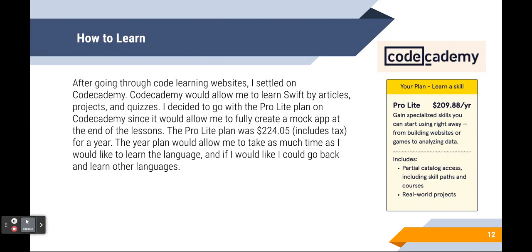Then I had to find out how I was going to learn this new code language, Swift. I found this website called Code Academy that would help me learn Swift with different projects and courses. This was the only purchase of my project, and I spent $224.05 on the Pro Lite plan since the end project of the course had me creating a whole app in Xcode.